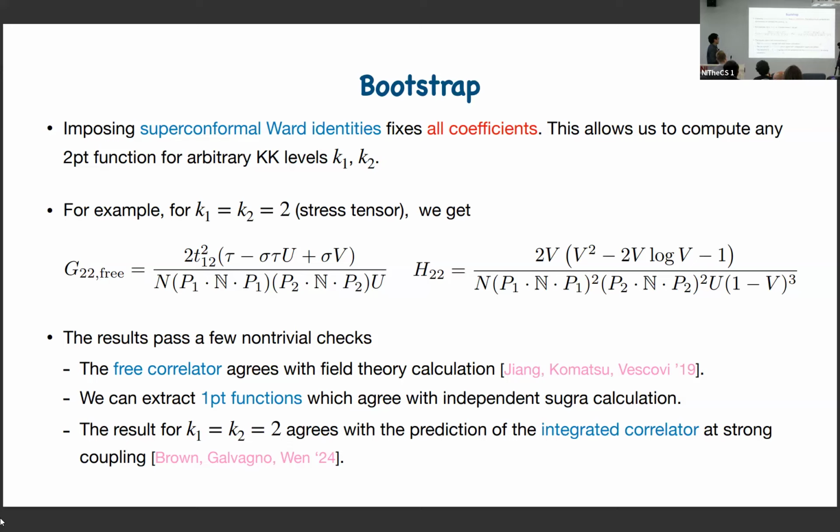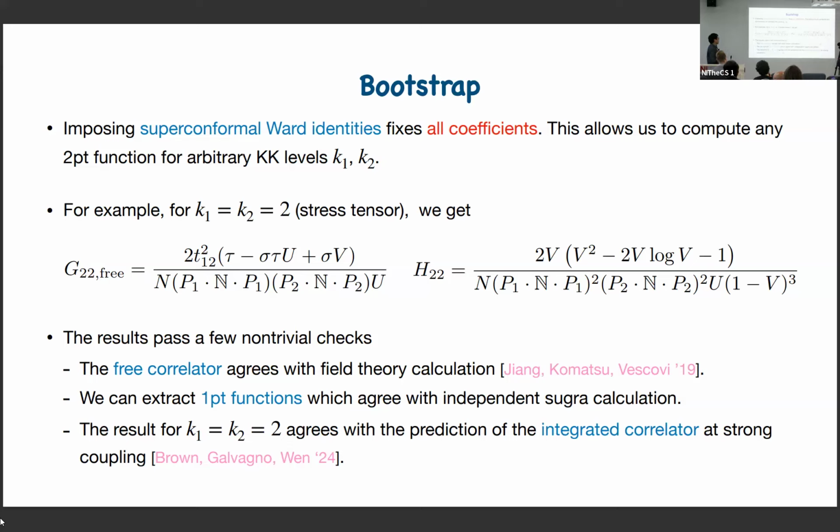So for example, for the lowest correlator, where k1 equals k2 equals 2, namely the stress tensor, you get a very simple answer for the defect 2-point function. The free part takes the following form, and the reduced part is actually simpler than the 4-point function we computed yesterday. Now it only involves weight 1, so just logs. And similarly, you can go to higher values of k1, k2, and you can get an answer for all of these k1, k2. And we checked these results against some other things available in the literature.